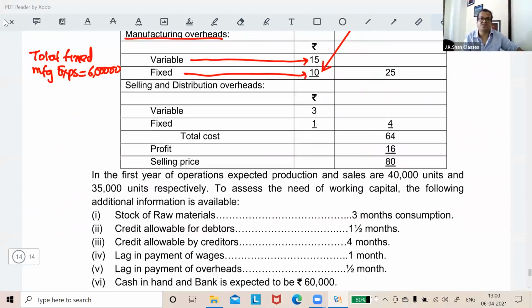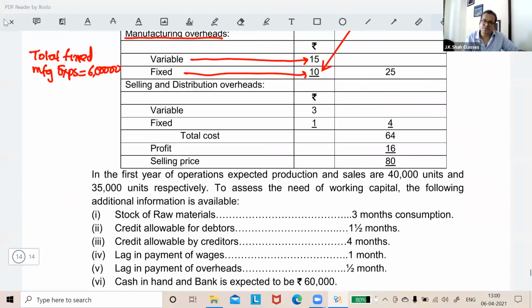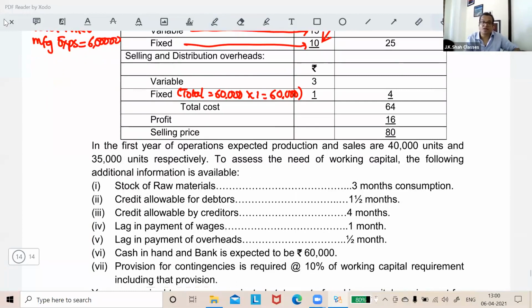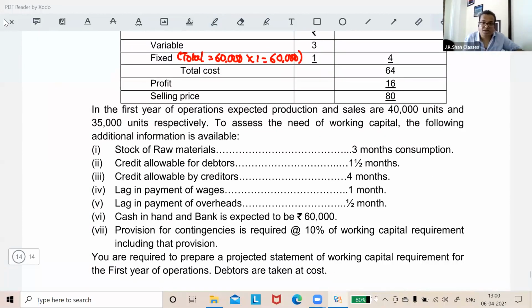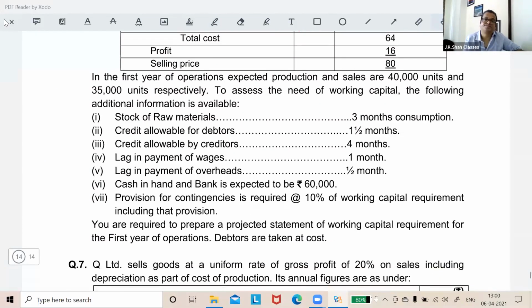Similarly, here also, guys, in selling and distribution, this is variable, this is fixed. So you now need to know what will be the total amount. Total amount will be 60,000 into 1. Come on, do it on your calculators. 60,000. Okay. Once you do this, rest of the things are very easy.